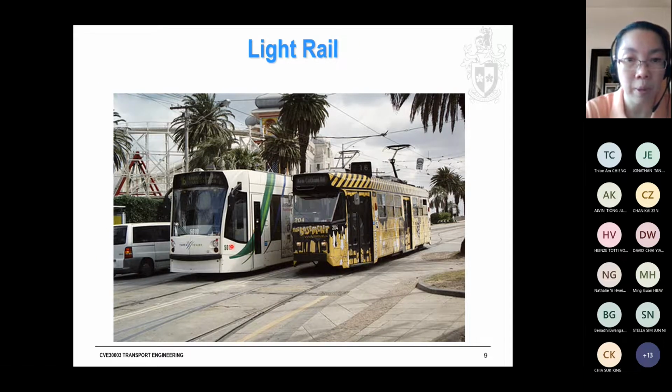So this is what we see for light rail. This is the tram system in Melbourne, and you can see that it shares the space with motor vehicles. So at any time, an accident could occur involving motor vehicles and trams. And Hong Kong also has the same system. They have a tram system as well, and it also shares the space with motor vehicles.